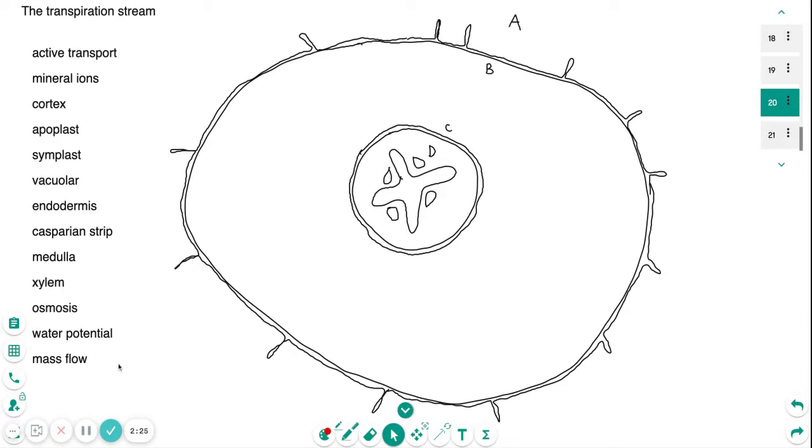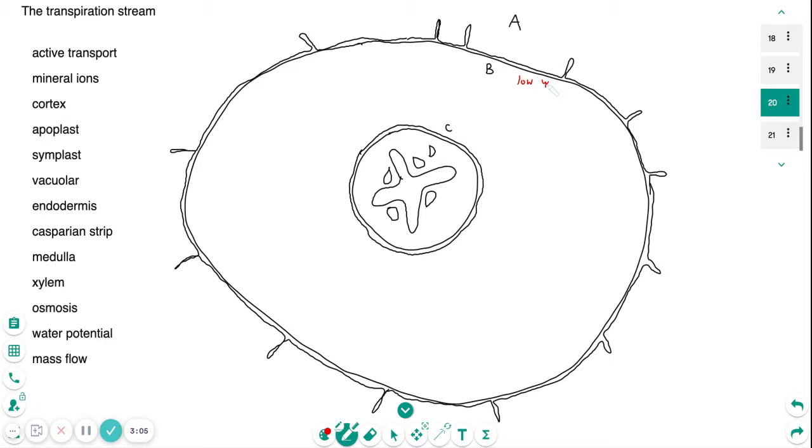So, in order for water to get into the root in the first place, the first thing that's created is a water potential difference. So, active transport is involved first. The soil surrounding this root is full of mineral ions. And these ions need to be actively transported in. And when they're actively transported in, the inside of this root is going to experience a low water potential.